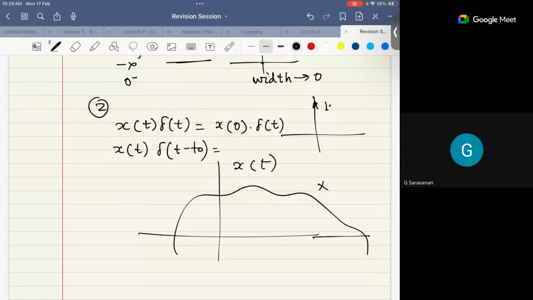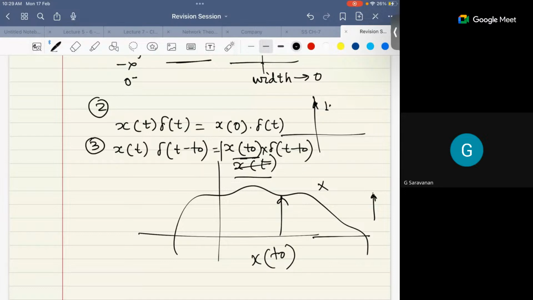At t equals t naught only the delta is defined. So you just write x of t naught, because you are multiplying x(t) with the delta function, and delta is just defined at t naught. At t naught only the value is 1, so whatever the value of x at t naught, x of t naught will get multiplied with 1 and you'll have that value. So x of t naught multiplied with delta of t minus t naught, because delta is defined at that particular point. So this is the third property.